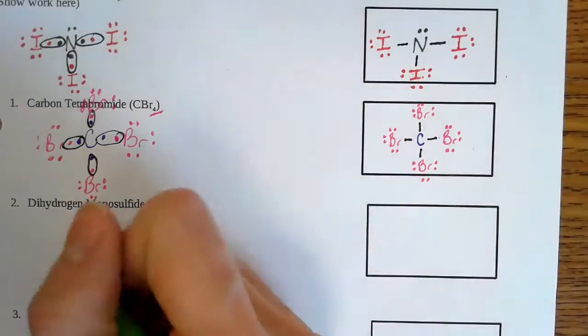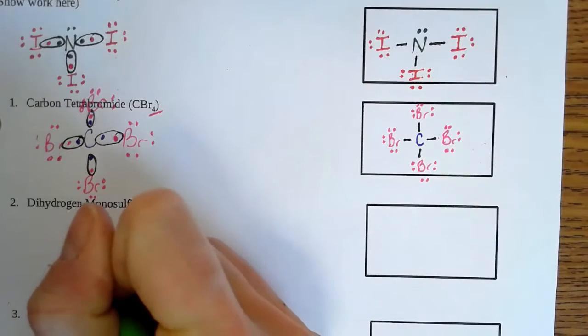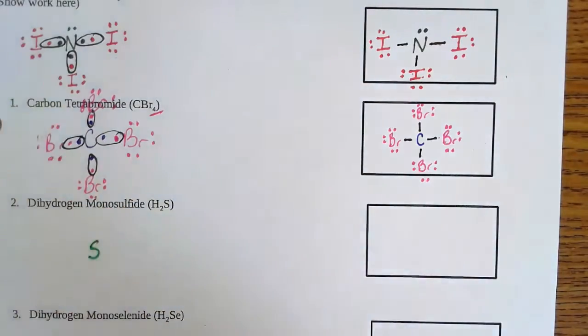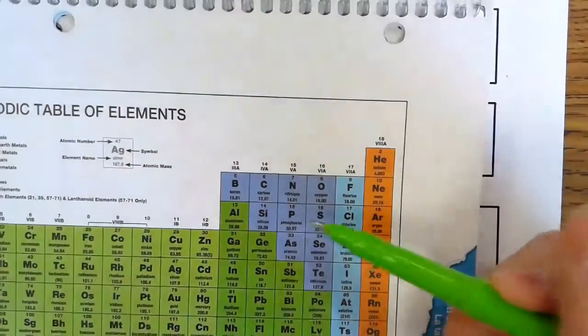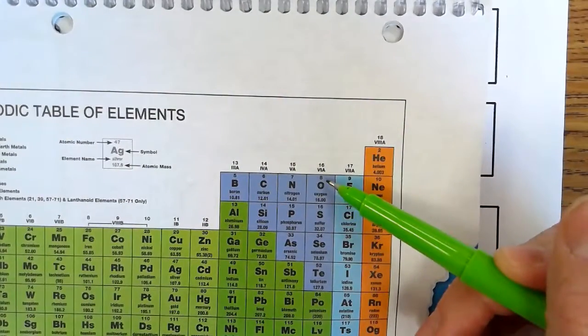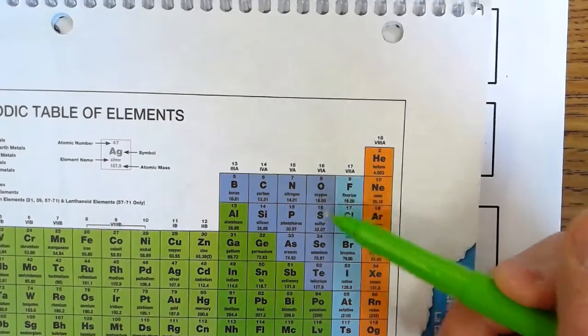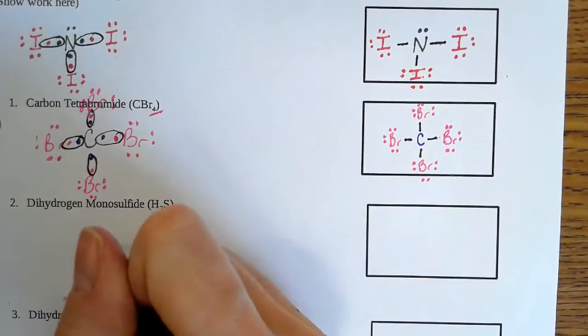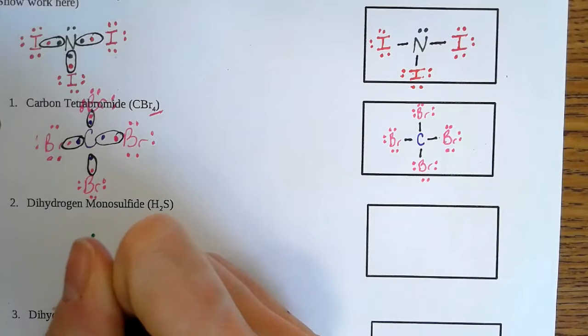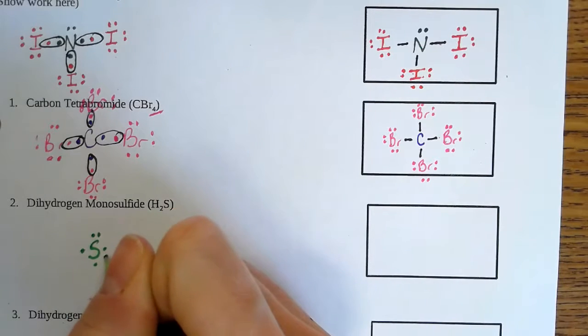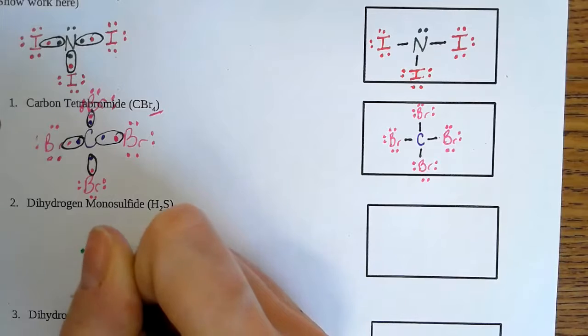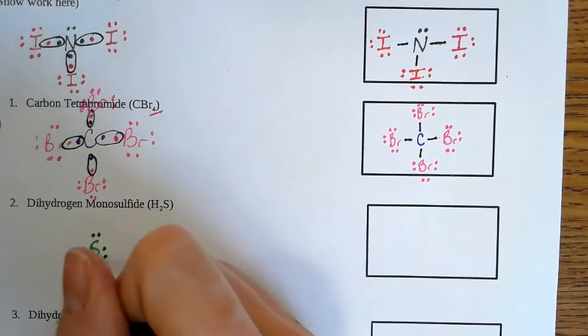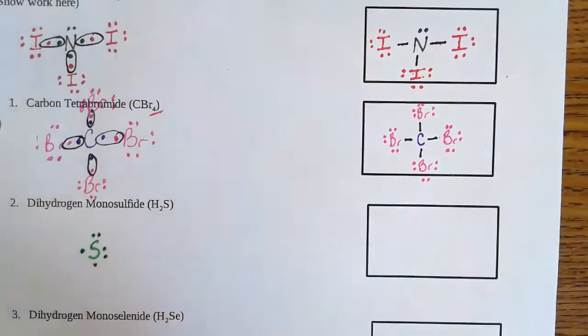So I'm going to put my sulfur in the center. Okay, and sulfur, if I look it up, is in group 6A, VIA, so that's 6. So it has 6 valence electrons. 1, 2, 3, 4, 5, and 6. So these are already paired up, so I'm not going to worry about them. It's these 2 that don't have a pair. That's where the hydrogen is going to go.